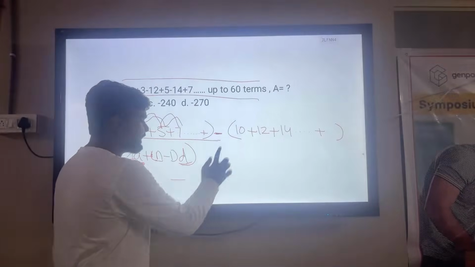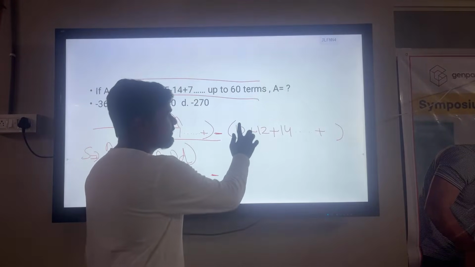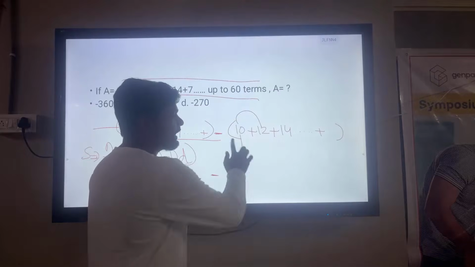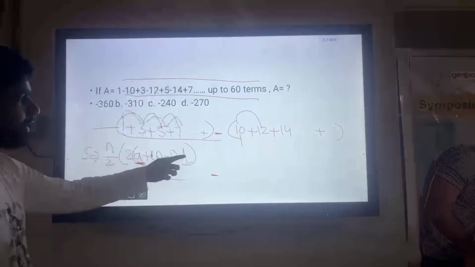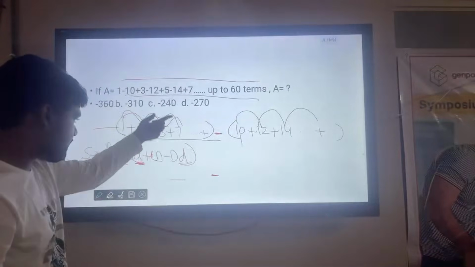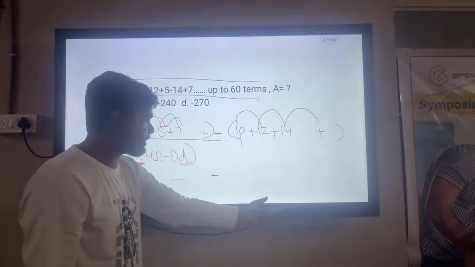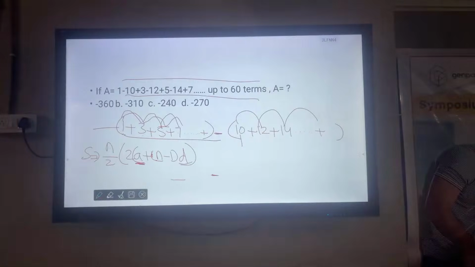And in between you have minus. Also the starting term is 10 now, the difference is 2, and the number of terms is 30. Substitute the same values because these are also in arithmetic progression. Identify the sum of these numbers, then subtract. Do the problem and tell me the answer.